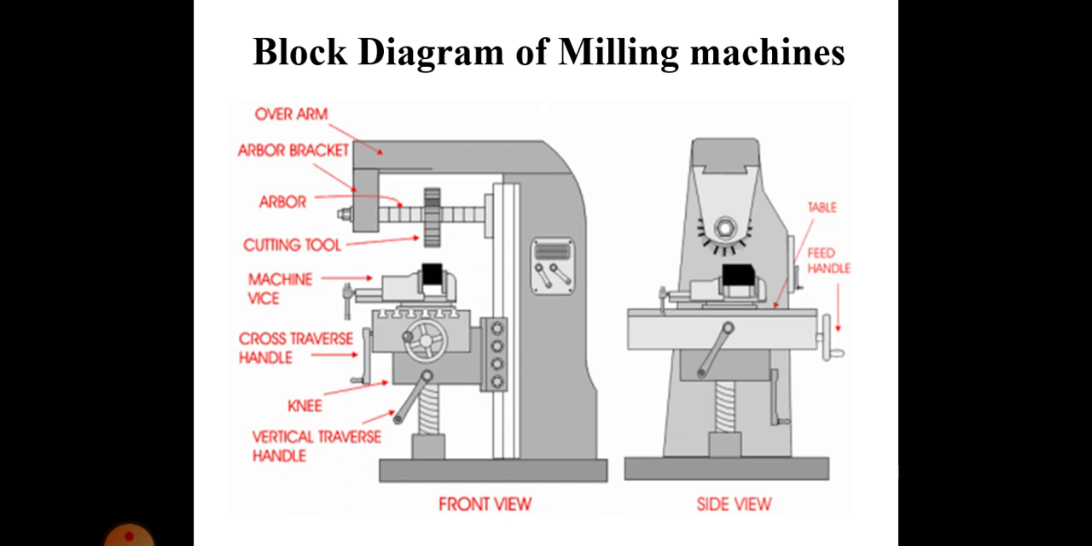Base. It is the lowermost part which supports all the machine parts. The material of the base is grey cast iron. It carries the column at one end and the knee at the other end. In some machines, the base is hollow and acts as a reservoir for cutting fluid.